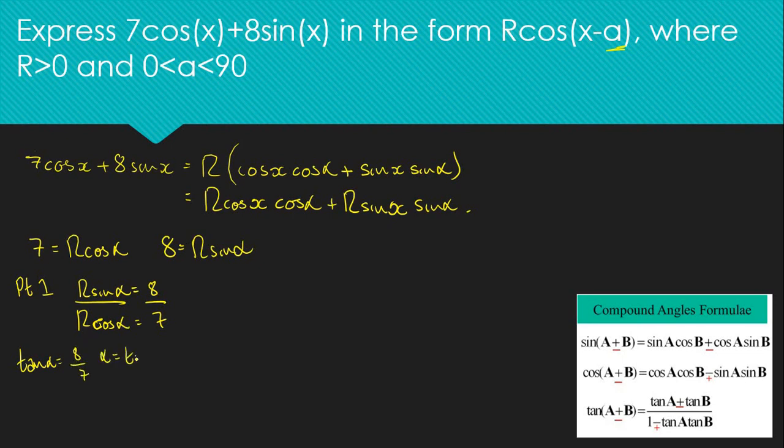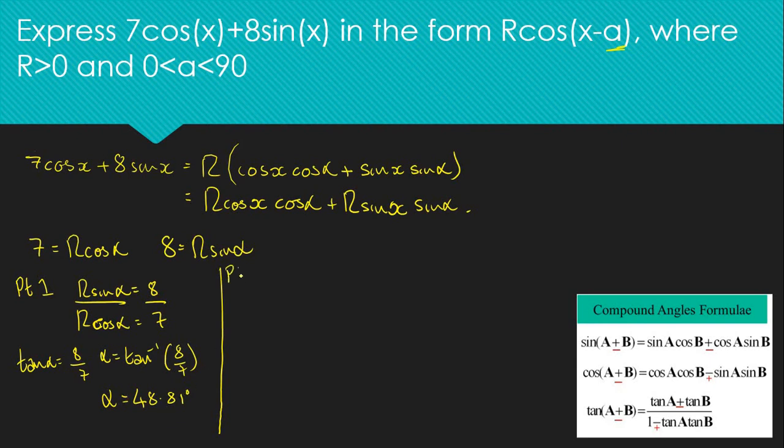α equals tan⁻¹ of 8/7, which means that α is equal to 48.81 degrees. Of course you can have these with radians and whatever else, it's just that I haven't written any questions with radians just yet. So there we go, we've got alpha.